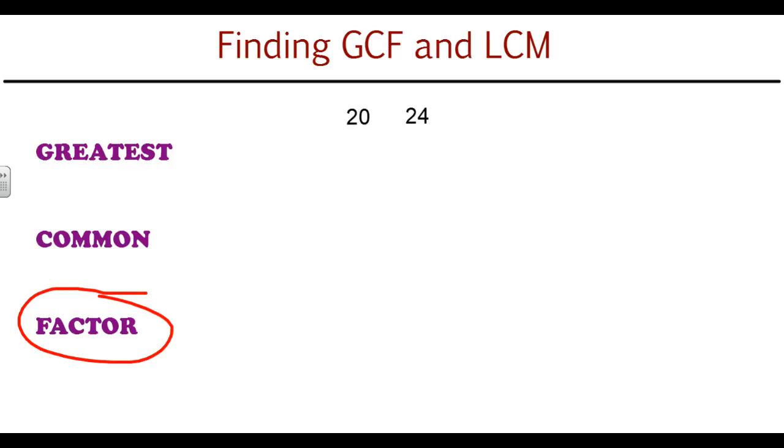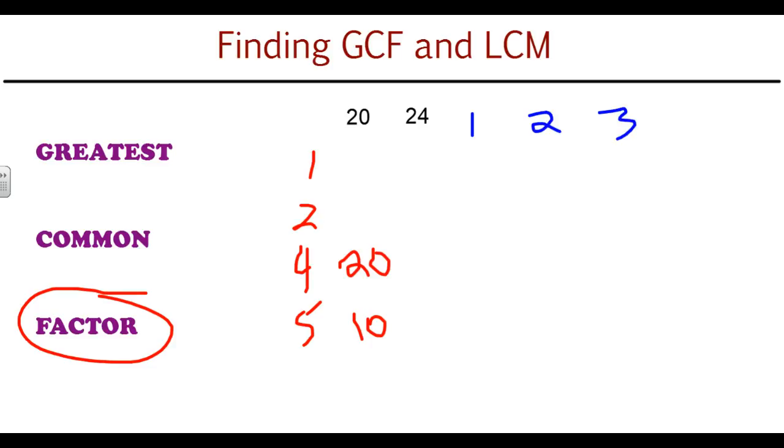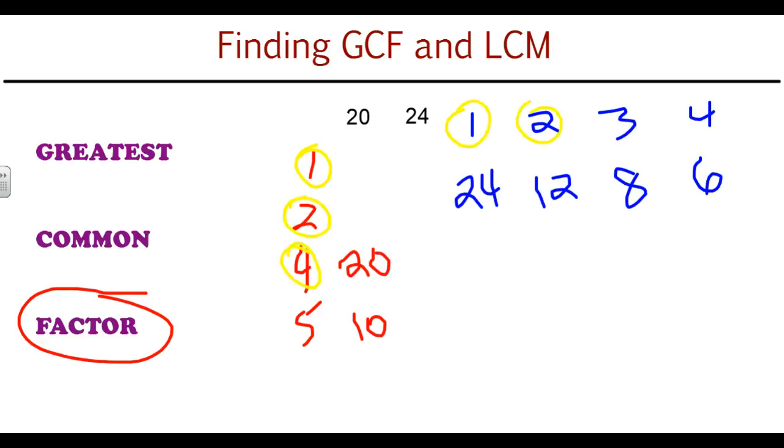So the factors of 20 are things like 1, 2, 4, 5, 10, and 20. Factors of 24 are things like 1, 2, 3, 4, 6, 8, 12, and 24. So when it comes to finding common factors, we're just finding the ones that they have in common. The 1 they have in common, the 2 they have in common, the 4 they have in common, and that's about it. So if these are the factors that they have in common, then the greatest common factor is just the greatest of the common factors, which in this case is 4.